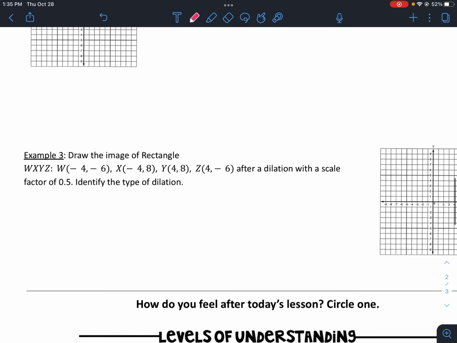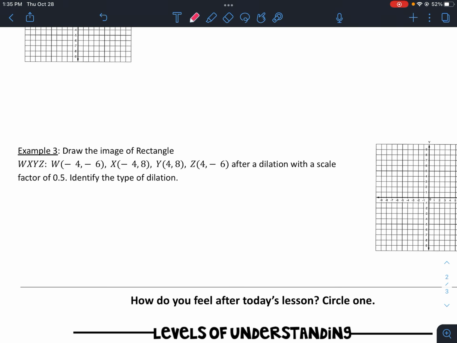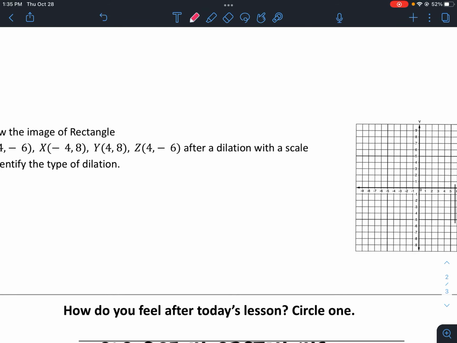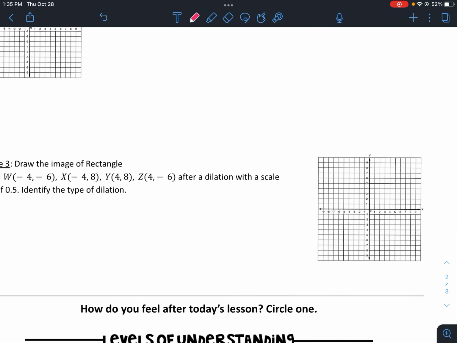All right, let's do a final example. Draw the image of the rectangle WXYZ after a dilation with a scale factor of 0.5. Identify the type of dilation. All right, so let me plot these points. Negative 4, negative 6 would be around right here. Negative 4 comma 3. 4 comma 3. And 4 comma negative 6. So here is my original rectangle.